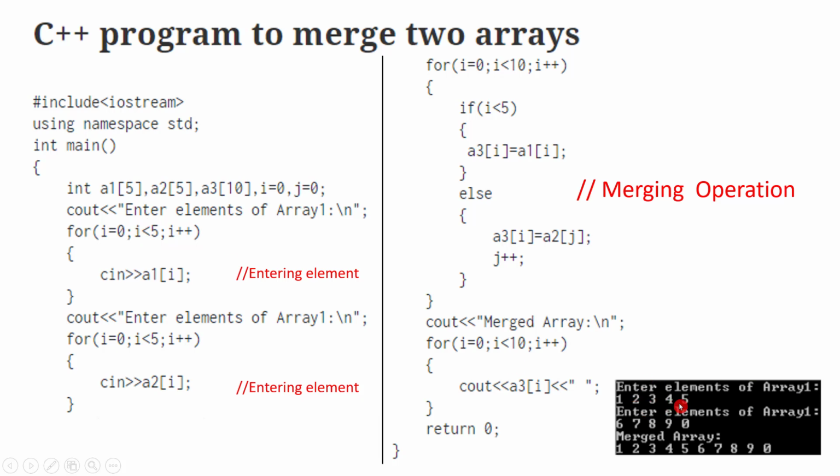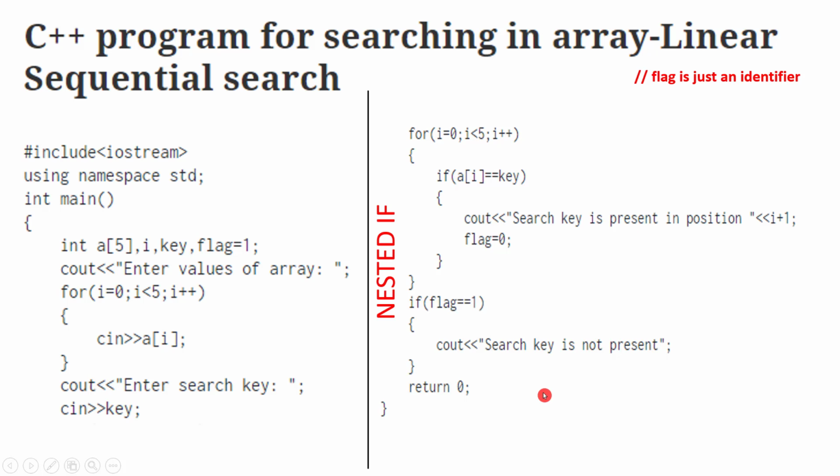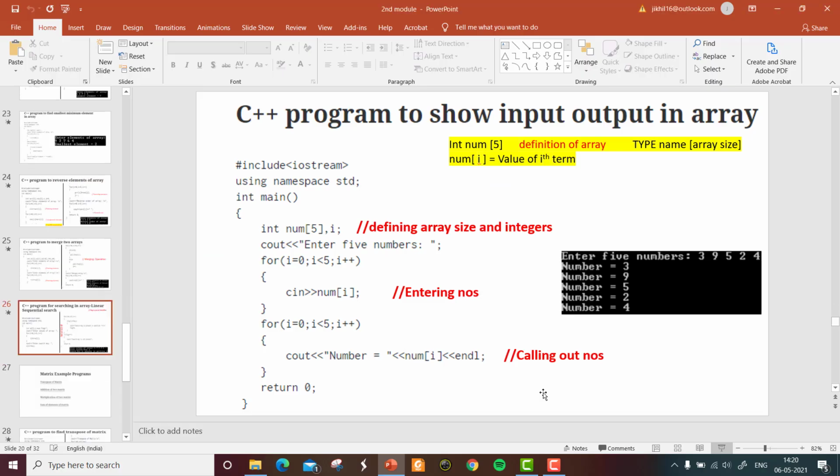We have this for loop for entering the elements. These 1, 2, 3, 4 are the values we entered. This section is for entering the elements in array 2. Then the values will be entered in array 2, and we have the merging operation using the if else statement, and then we printed out the merged array. Okay, we will stop for today.